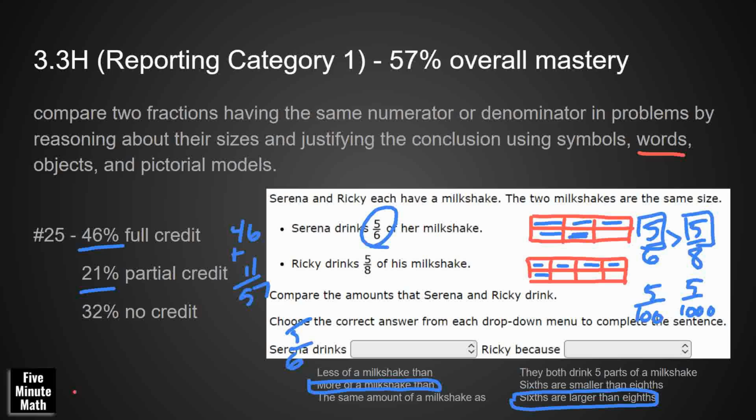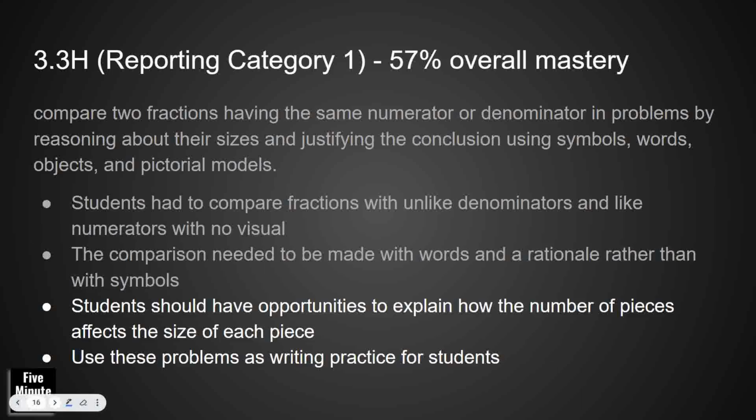Correct. We don't know which one they got correct and which one they got incorrect for those that got 1 point because we don't get that information from TEA. So how do we work through this? Well, it was difficult because we had to compare fractions with unlike denominators and like numerators with no visual. So if they can draw a visual, that can help.